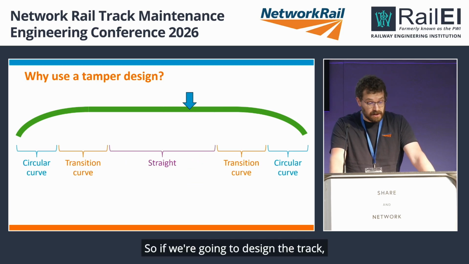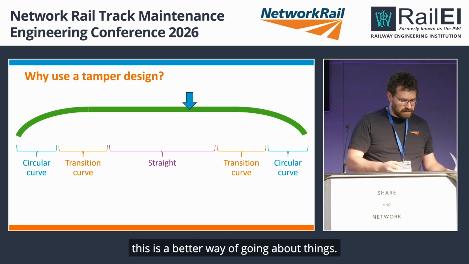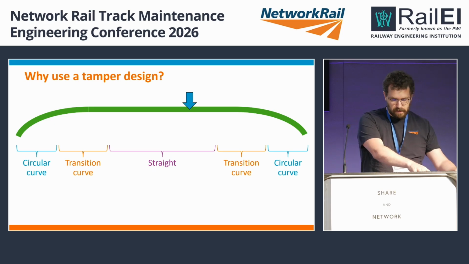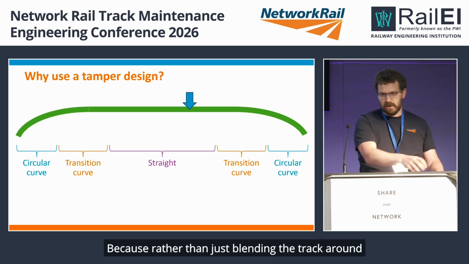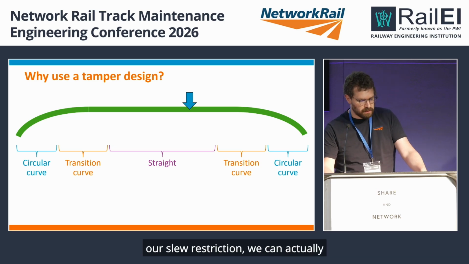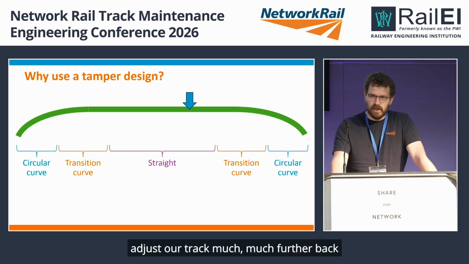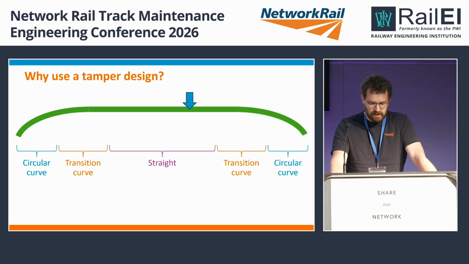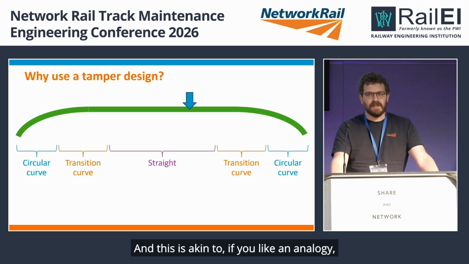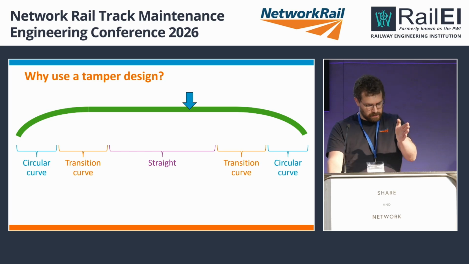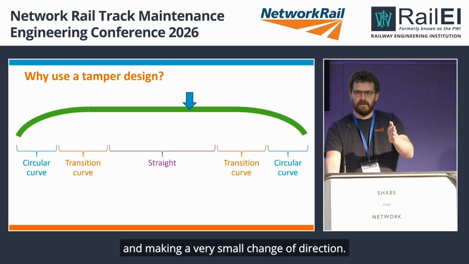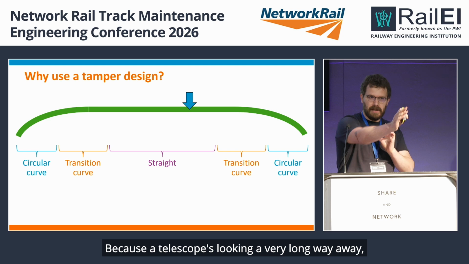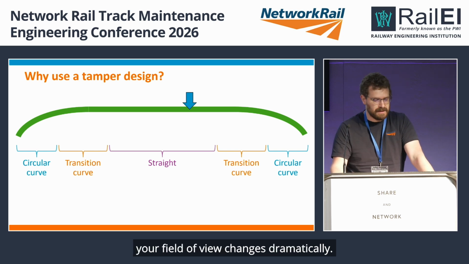So if we're going to design the track, this is a better way of going about things, because rather than just blending the track around our slew restriction, we can actually adjust our track much, much further back than any smoothing software will. And this is akin to, if you like an analogy, sort of looking through a telescope and making a very small change of direction. Because the telescope's looking a very long way away, your field of view changes dramatically.